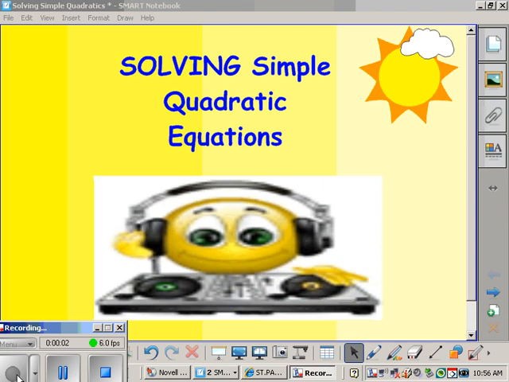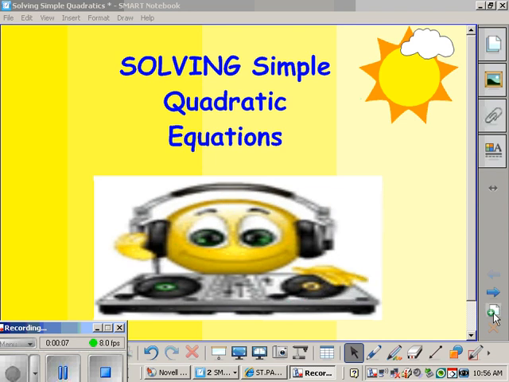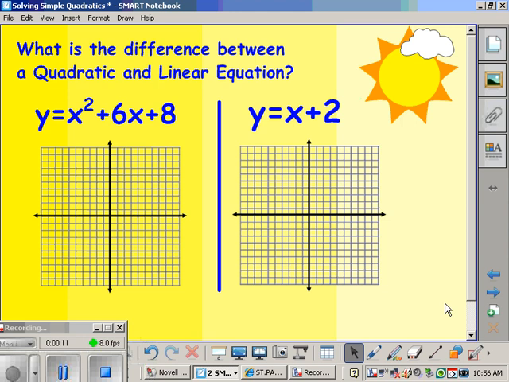In this lesson, you will learn about solving simple quadratic equations. Let's first take a look at what a quadratic equation is. Here it says, what is the difference between a quadratic and linear equation?